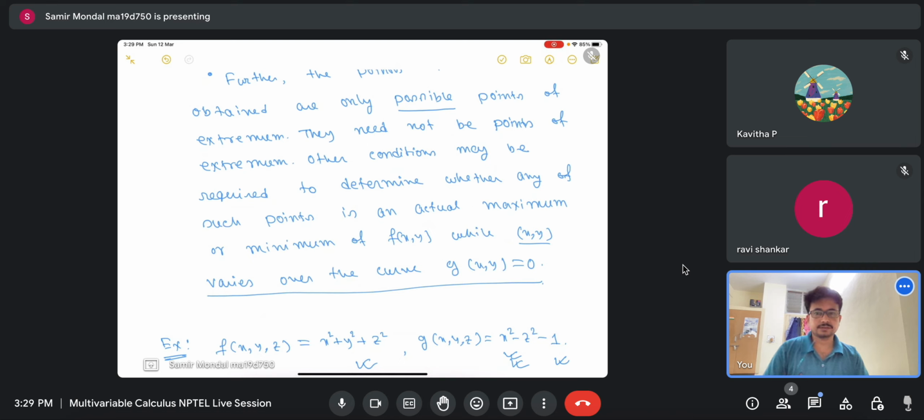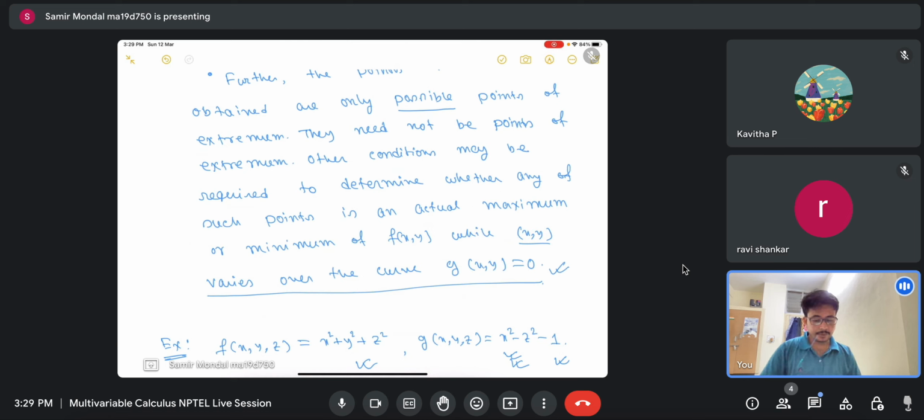Other conditions may be required to determine whether any such point is an actual maximum or minimum of f of x, y, while your x, y varies over this function, this surface, this curve.